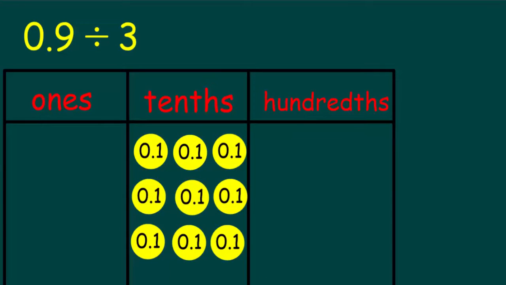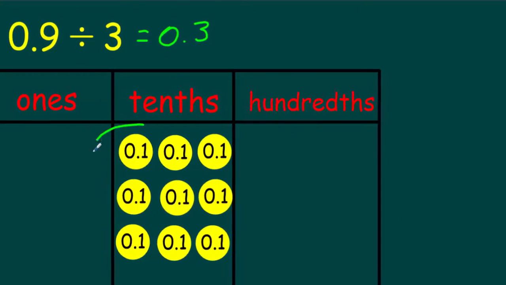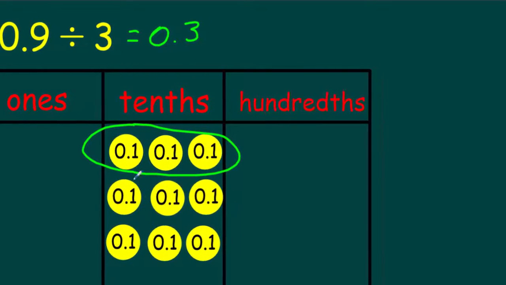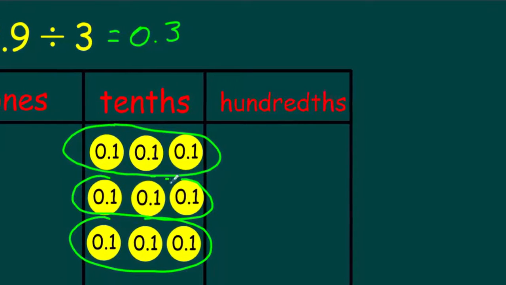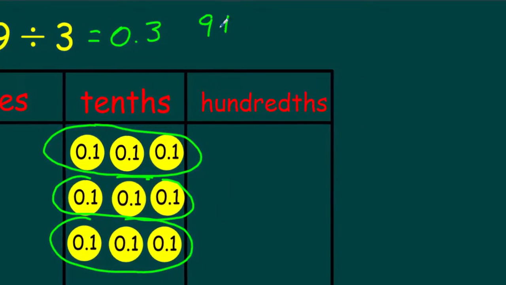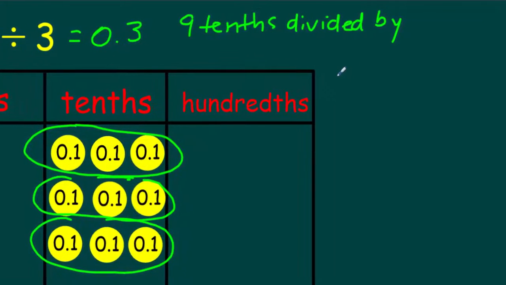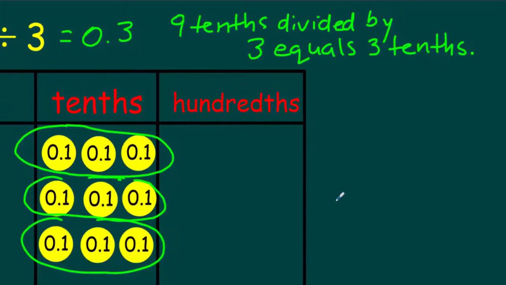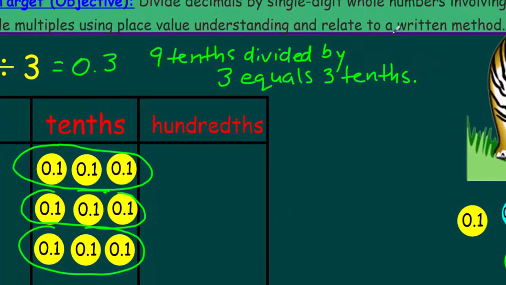Let's write our statement then. This is going to equal 3/10, because you have one group of 3/10, another group of 3/10, and your third group of 3/10. I'm going to write this equation in what I'm going to call unit form: 9/10 divided by 3 equals 3/10. So 9/10 divided by 3 equals 3/10. And this is connecting it to a written method. So there's that one step that we've already done.